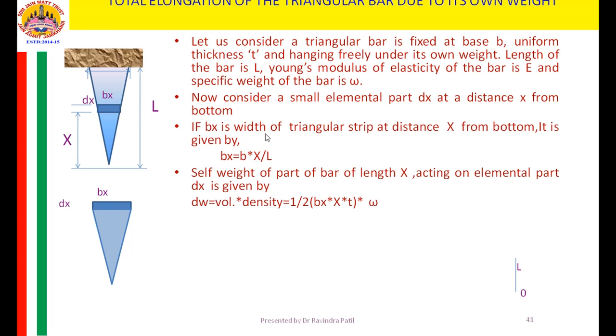Just check it. Yes, the weight is given by volume multiplied by density. As I told you, volume is nothing but the area of the triangle multiplied by the thickness of the triangle. That is half bx into x into t. This will give us the volume of this part. Volume multiplied with the omega, that is self weight, will give us the weight of that part. That weight of the part is acting on this dx.